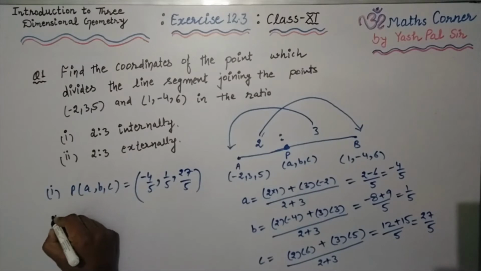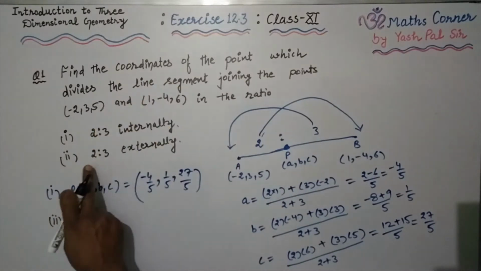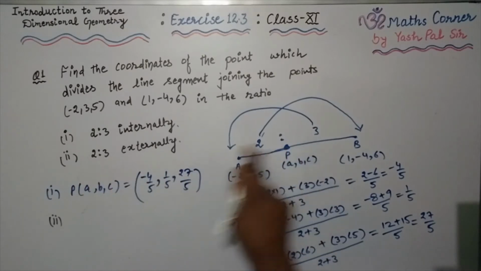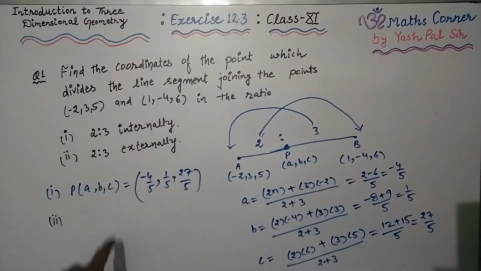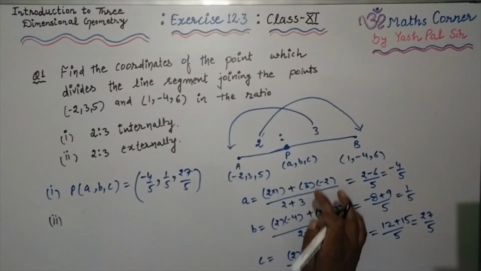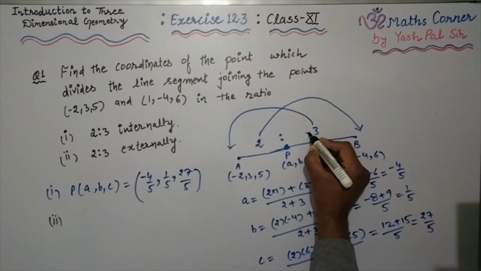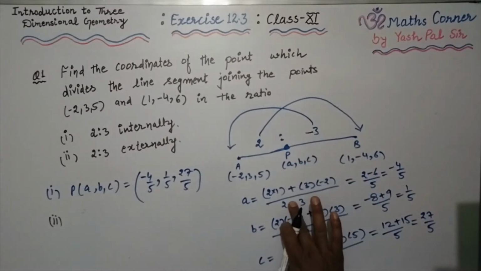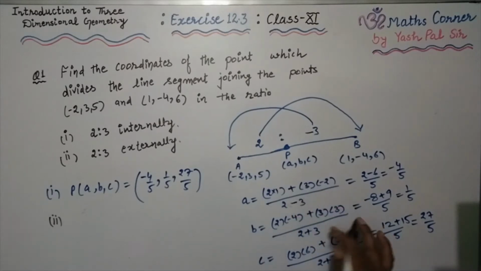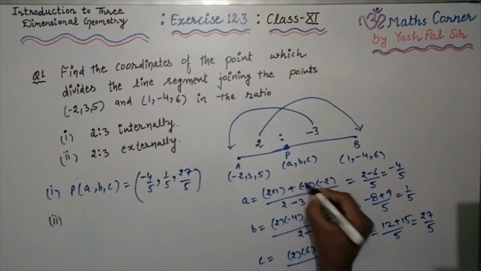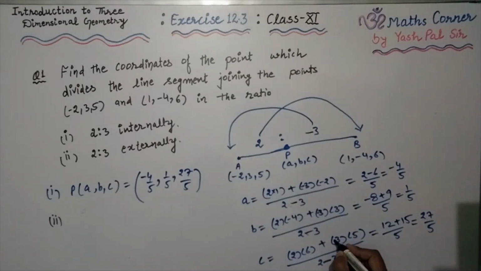Now when we solve the second part, this point divides in the ratio 2:3, the same ratio, but in place of internally we are given the word externally. So there is not much difference. In case of externally, we just write 3 equal to minus 3, right? So in the denominator this becomes minus 3, minus 3 everywhere. So here also this is minus 3, minus 3 everywhere. We change 3 to minus 3.